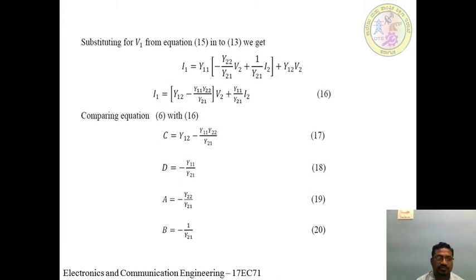Then comparing equation 6 with equation number 16, we come to know that C is equal to y12 minus y11 y22 divided by y21, call it equation number 17, and D is equal to minus y11 divided by y21, call this equation number 18, and A is equal to minus y22 divided by y21, call this equation number 19, and B is equal to minus 1 divided by y21, call this equation number 20.